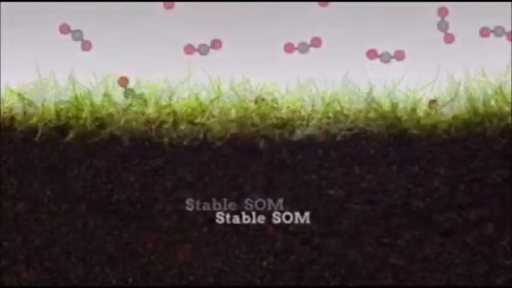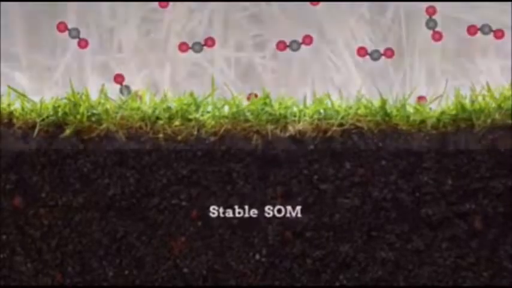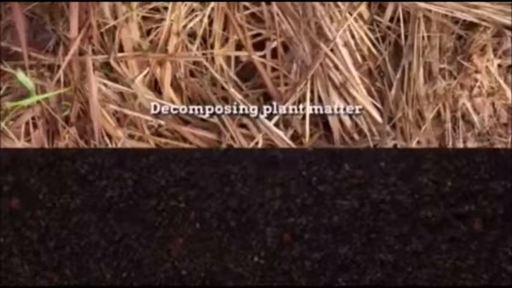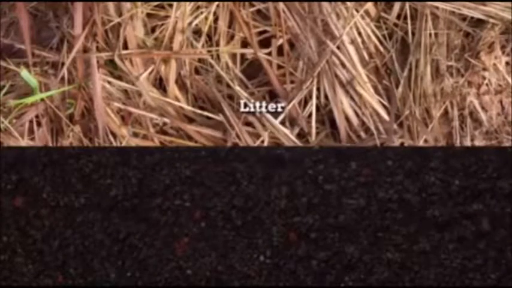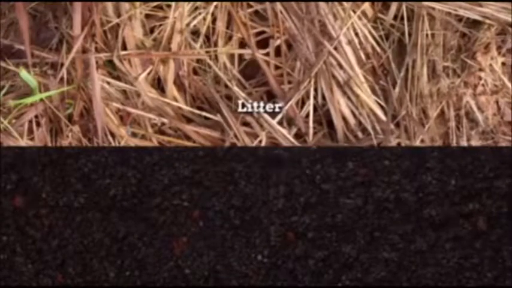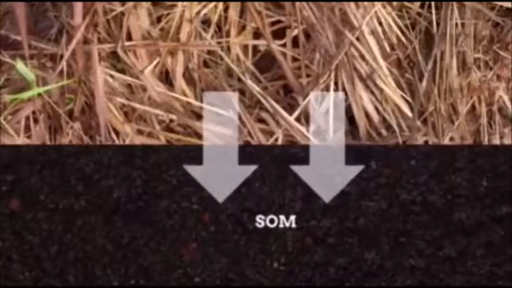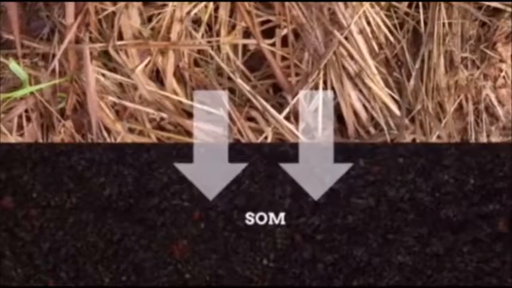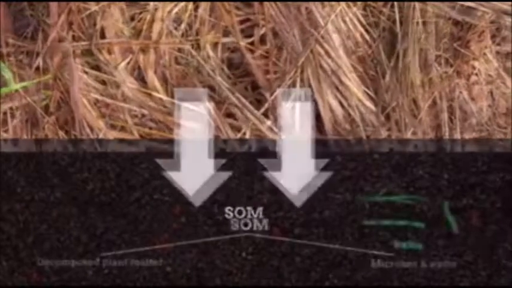Of particular interest is stable SOM, which can store carbon for centuries before it can return to the atmosphere as carbon dioxide. Stable SOM forms from decomposing plant matter, also called litter. To better understand this process, the decomposition of tall grass litter was investigated in a recent study. The findings reveal two distinct decomposition pathways which result in SOM with different degrees of stabilization.